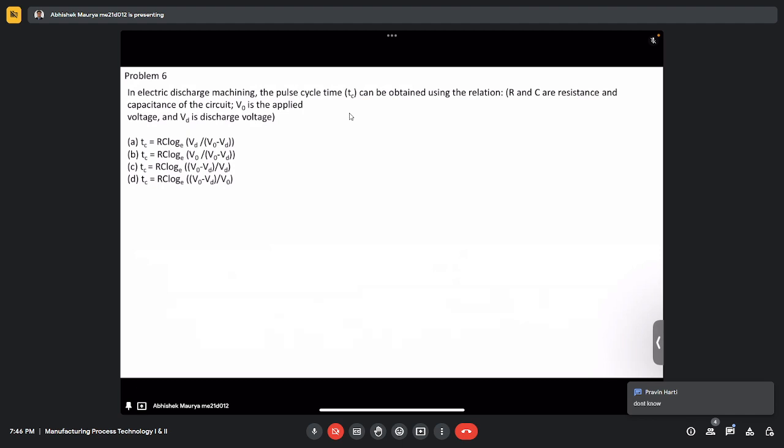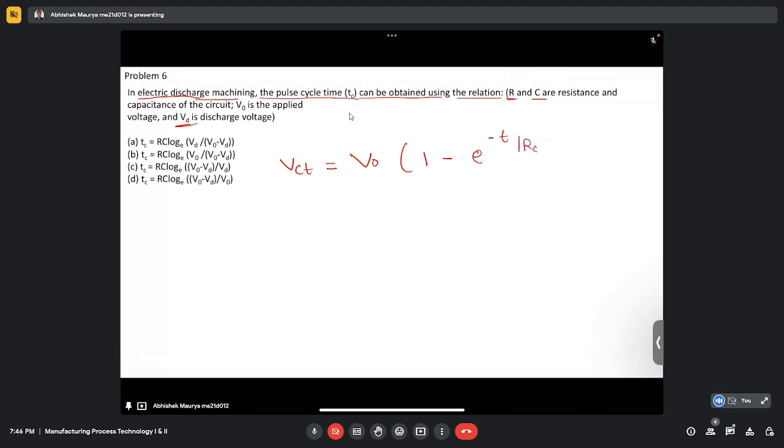Okay, so here we see the problem. It has been given in electric discharge machining. The pulse cycle time TC can be obtained using the relation of resistance, capacitance, and this discharge voltage. If you remember, in the previous question, we found that the voltage across the capacitor is equal to V0 times (1 minus e to the power minus t by RC). This relationship we already know.